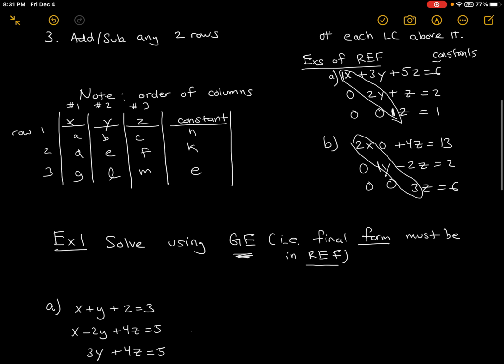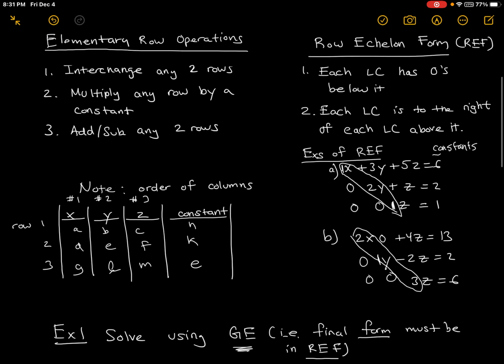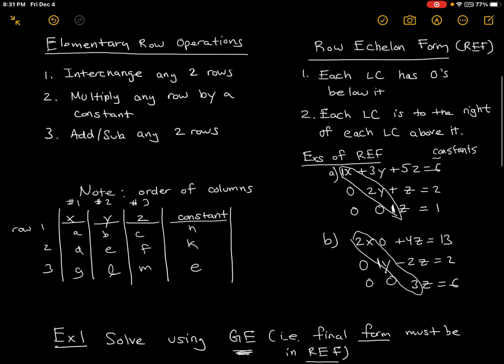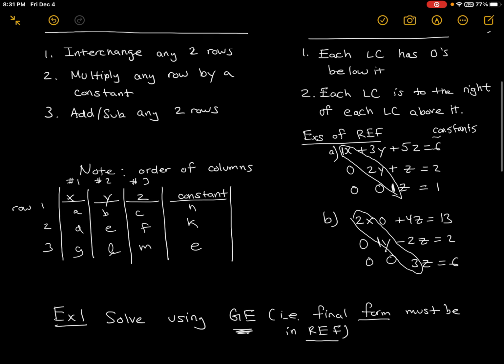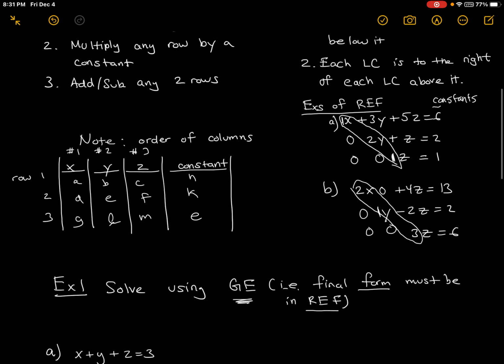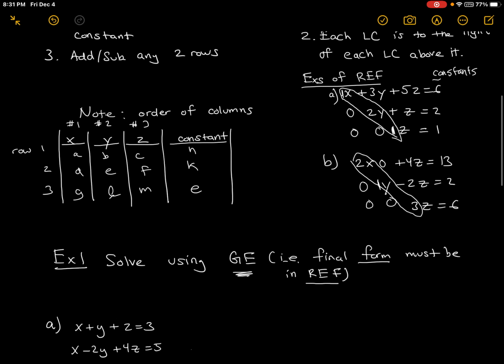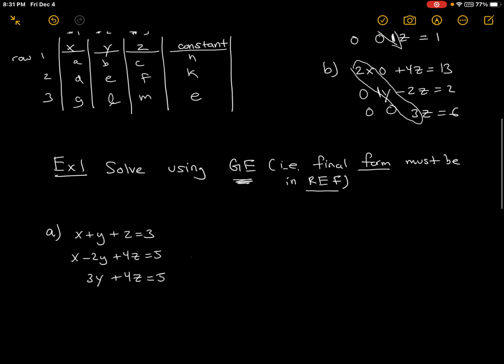All right, these terms, row echelon form and Gaussian elimination, sound very complicated, but when I actually do the examples, it's not that difficult if you use correct notation, and make sure you don't make silly computation mistakes, which often happens. So let's take a look. It says solve using Gaussian elimination. The final form must be in row echelon form.